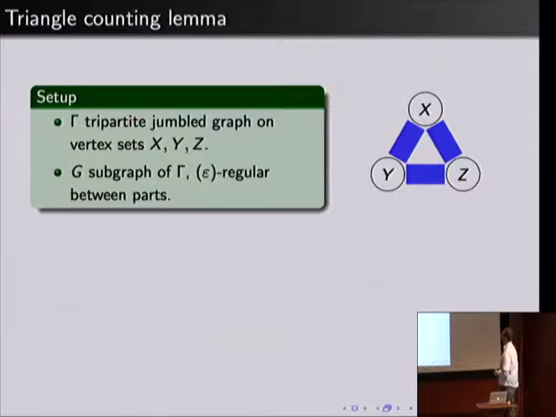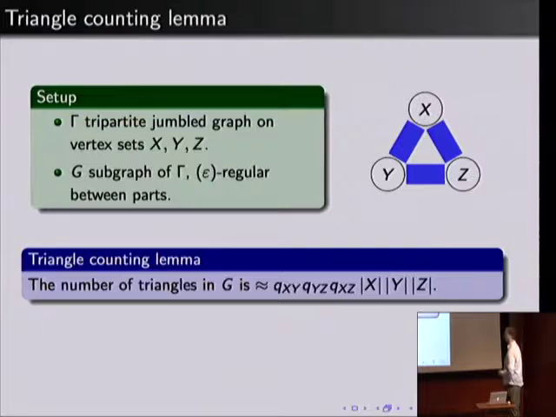So the general setup is that we have this graph gamma, which is, we'll do it in the case of triangles, but the whole technique carries through for more general graphs. So we have this tripartite graph gamma, which is jumbled. So each pair is jumbled with a certain density, and vertex sets X, Y, and Z. And then we have a subgraph G of gamma, so it's a relatively dense subgraph of gamma, and it's epsilon regular between each of the pairs. This is the sparse counting lemma. And this is the setup, I'm telling you what you're trying to prove. This is the rough statement of the sparse counting lemma.